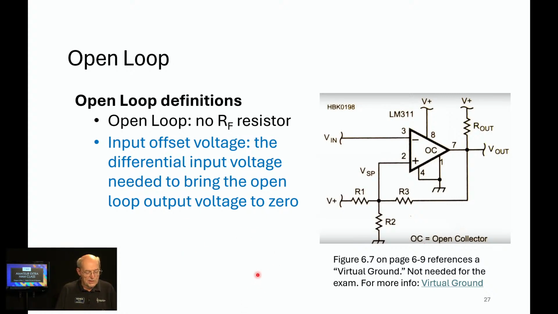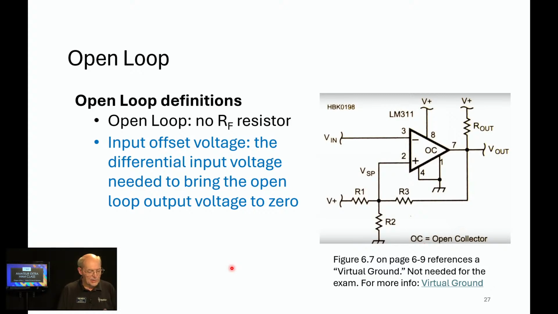Now in our book, and the only reason I mention this is because we've had a student or two ask about this in the past, on page 6-7, or figure 6.7 on page 6-9, there's a reference to a virtual ground, and it points to pin 2. You don't need this for the exam, but if you're curious about what that means, I've given you a link. It's kind of beyond the scope of what we're talking about tonight, but if anybody's read that and wonders about it, I wanted to give you a resource where you could resolve that question.